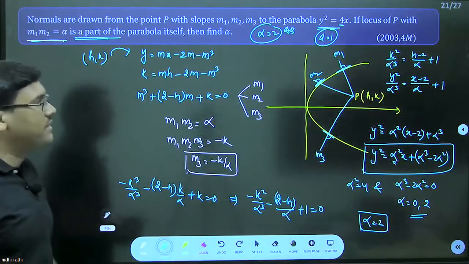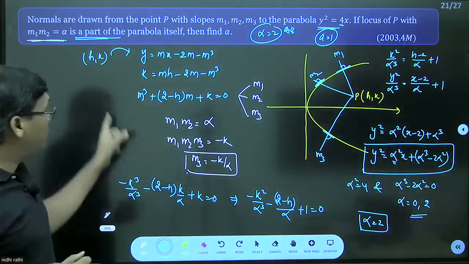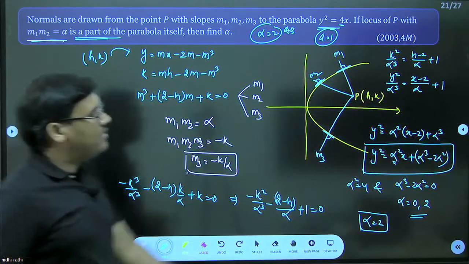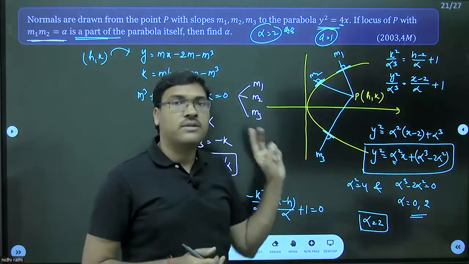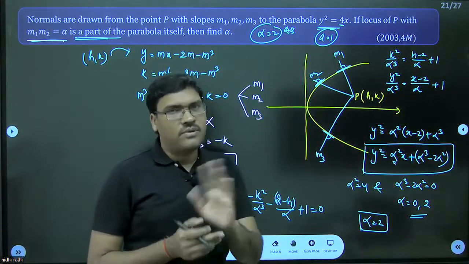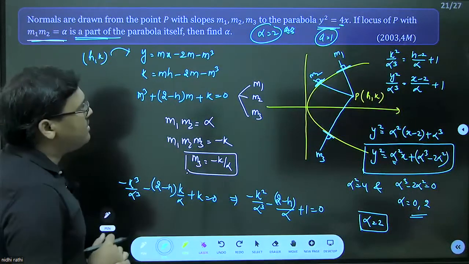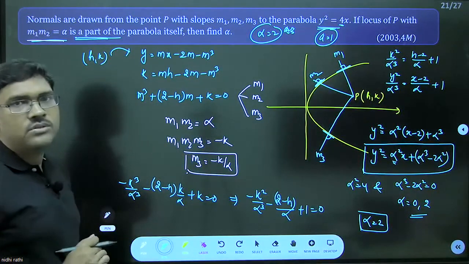So I hope this is clear. Understand this. पहले हमने locus का equation कैसे find किया? How we use the cubic concept, and then how we applied that both the locus and the original parabola are similar. ठीक है? मतलब दोनों का equation same है, right? So this is how we can solve this question.